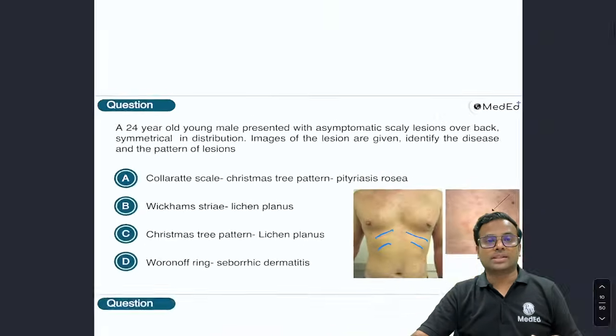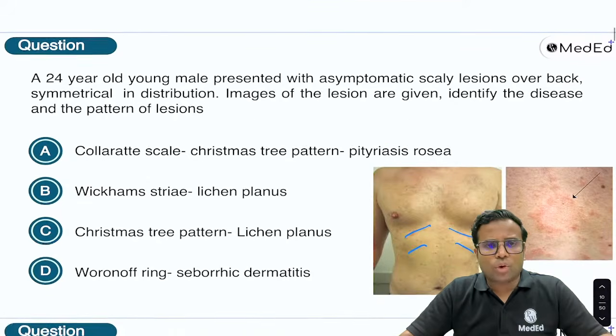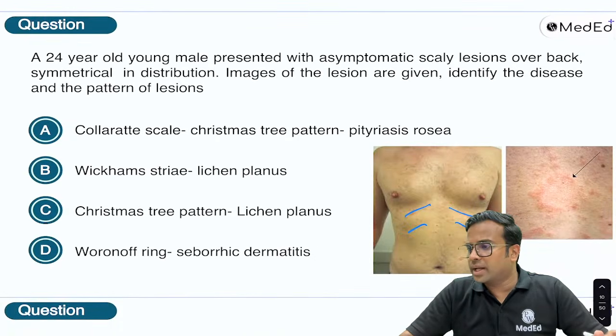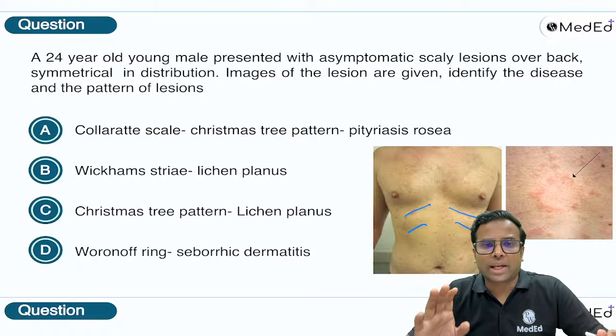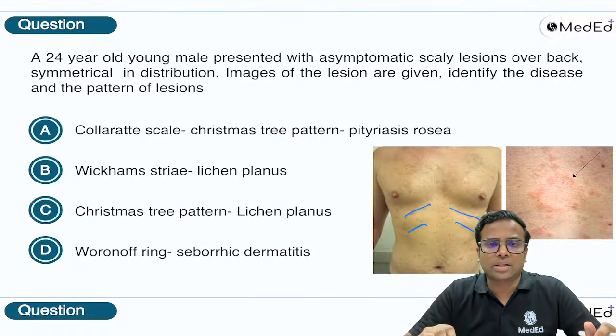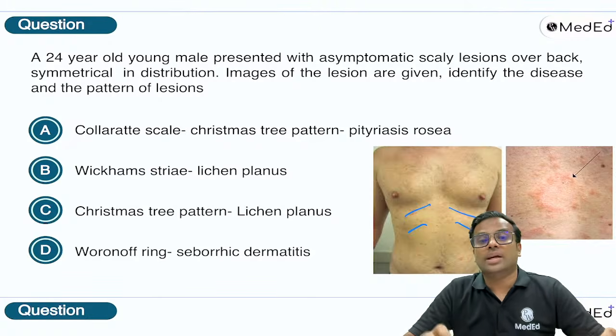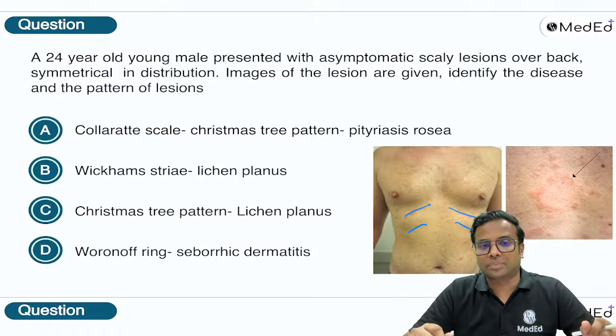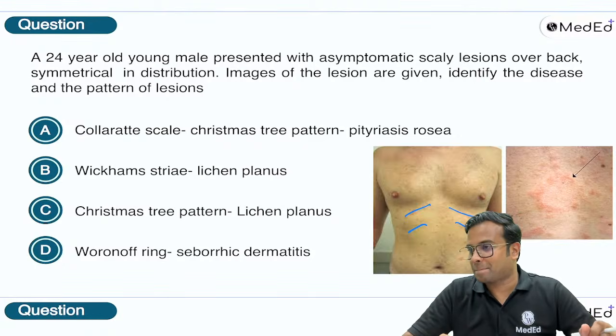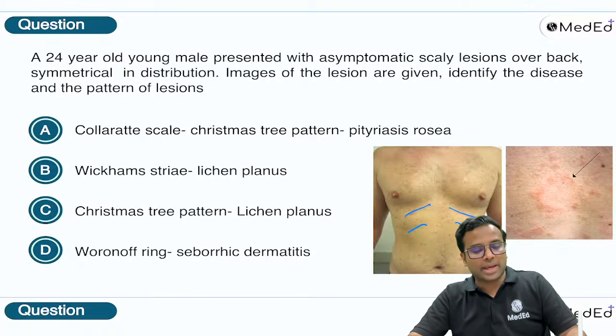Now what is this? It's a 24-year-old young male. Anybody who can answer? Is it collarette scales, Christmas tree pattern, Pityriasis Rosea? Is it a Wickham striae that you can see in lichen planus? Is it a Christmas tree pattern in lichen planus? Or is it a worn-off ring in seborrheic dermatitis? If you have gone through these topics, the comment says the answer should be A.